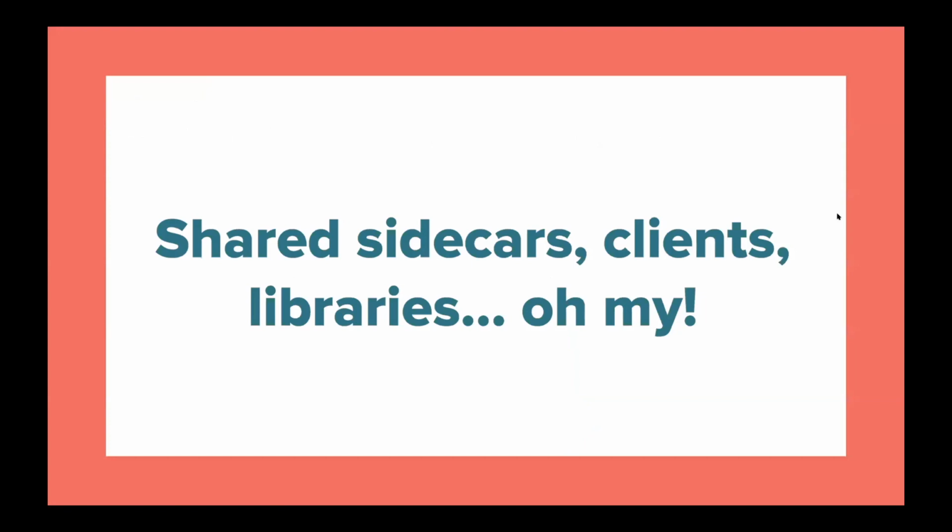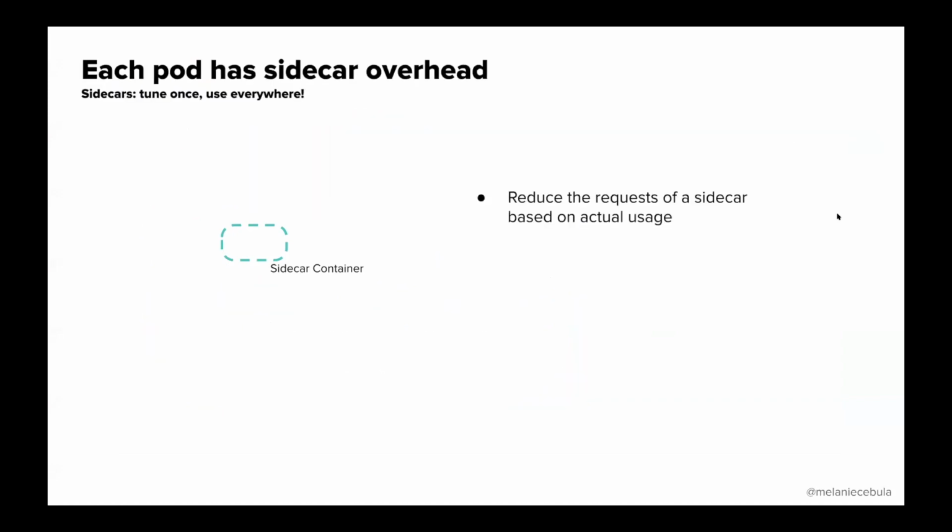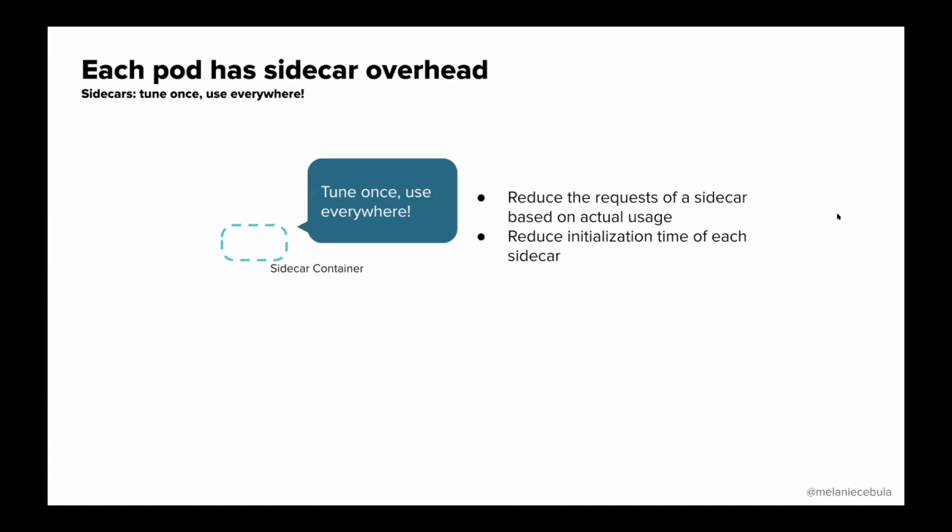So on the topic of shared sidecars, clients, and libraries, there's a lot you can do here too. If we go back to our Arcades pod, we talked about the sidecar containers, and on this theme of tune once, use everywhere, each pod has sidecar overhead. So if you reduce the request of a sidecar based on actual usage, or you reduce the initialization time of each sidecar, you would basically tune it in one place and use it everywhere.